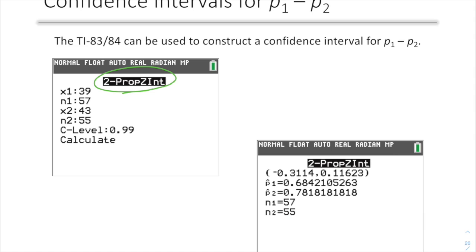Again, in your calculator, it's a 2-proportion z interval. It'll ask you for particular information, and then it'll come out with your interval. It comes out with the statistics as well.